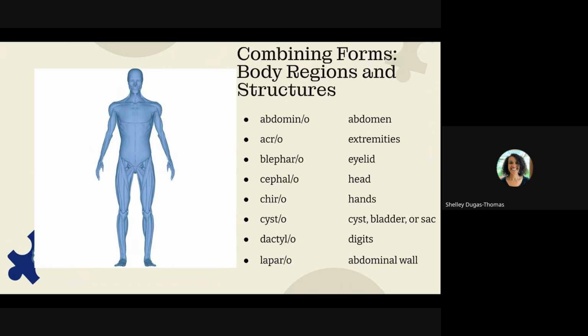Let's look at combining forms that target specific body parts. When you see these roots paired with suffixes later, you'll instantly know what region we are talking about. Acro means extremities, arms, or legs. Blephar or blepharo means eyelid. So an example is blepharitis, which is eyelid inflammation. Chir or chiro means hand, or dactyl means digits, fingers or toes. Lapar or laparo means abdominal wall. So, for example, is laparoscopy.